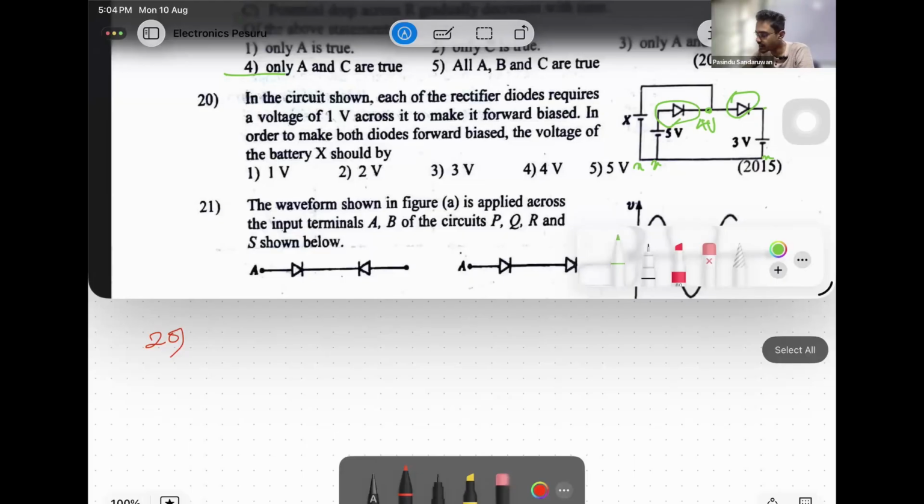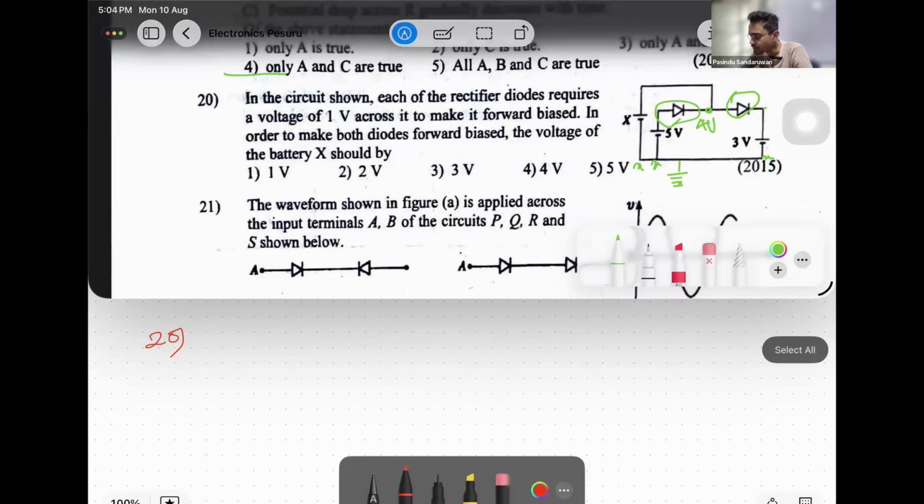Since X is a common terminal, we can easily compare. When a common terminal is given in the questions, even if you assume this as a grounding, that is totally fine. You can also assume that it is not a grounding, that we don't know. But even if you assume that as a grounding, in terms of potential differences, that is not going to make any change.